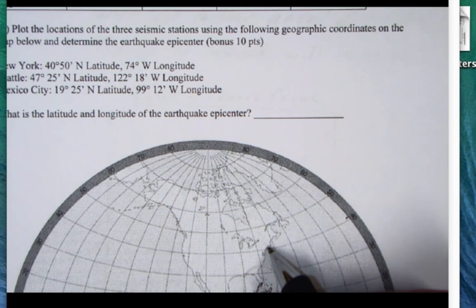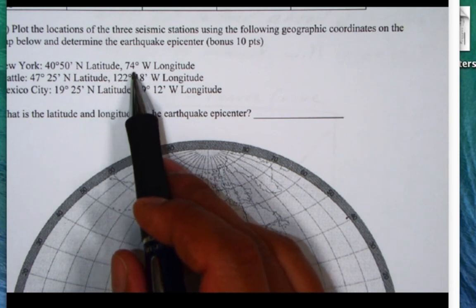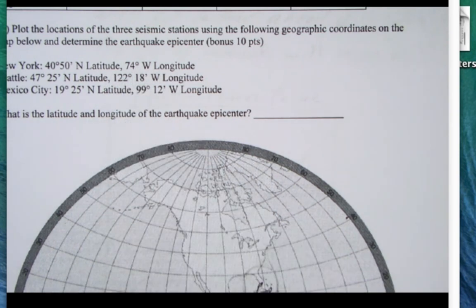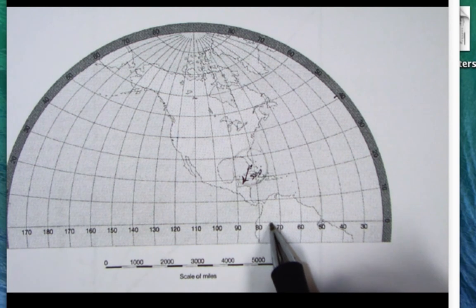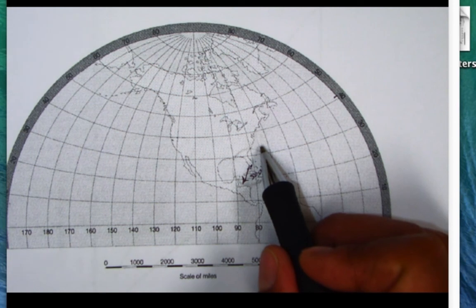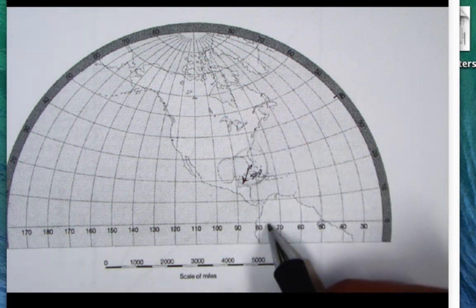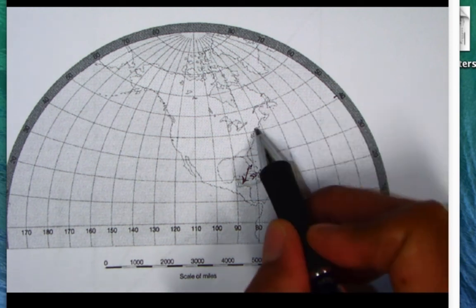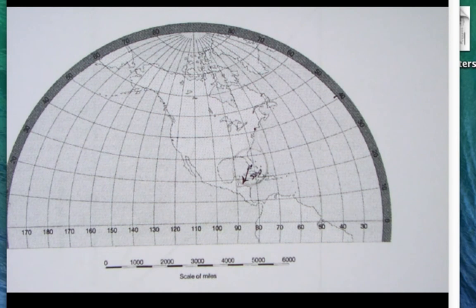So we know New York's going to be over here. And then the longitude is 74 degrees west. So here's 70, and so 74 will be right around here. So then we go up and we're going to intersect at 41 right there. So there's where New York is. So I got 74 and 41. So that's my station. And I know from that station I got 2,400 miles.